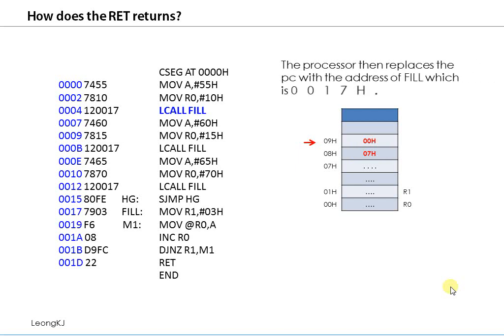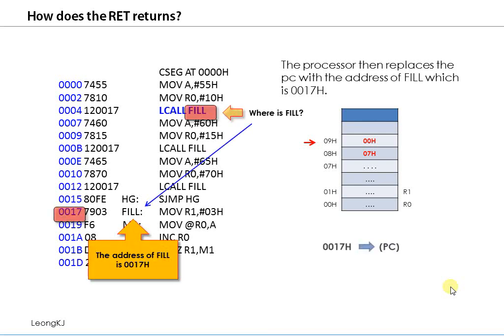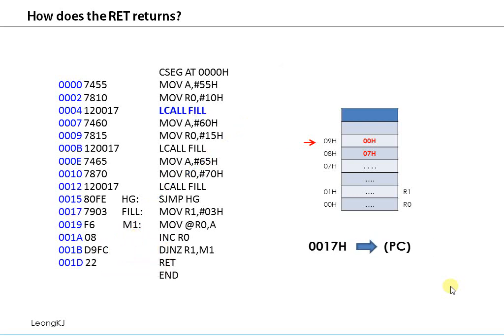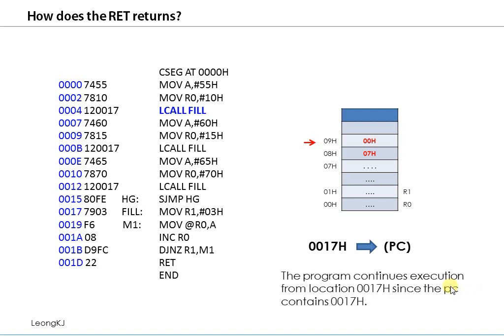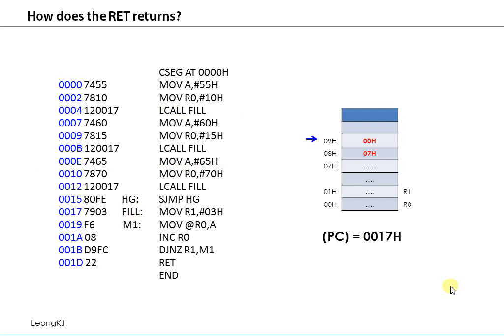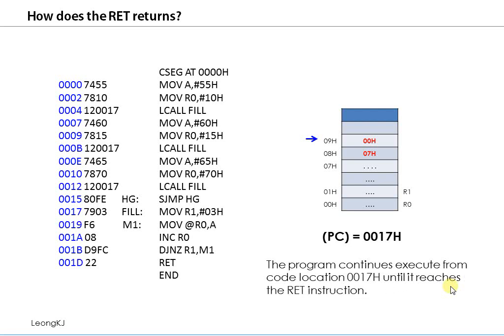The processor then replaces the program counter with the address of field, which is 0017. The program continues execution from location 0017. The program continues execution from code location 0017 until it reaches the return instruction.